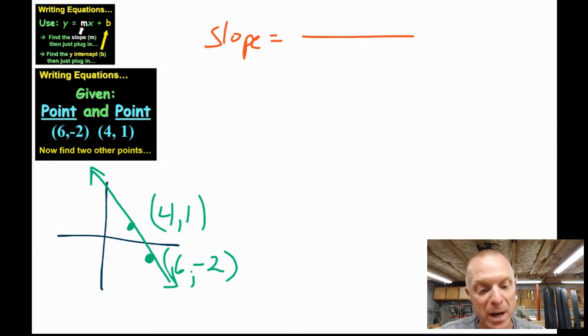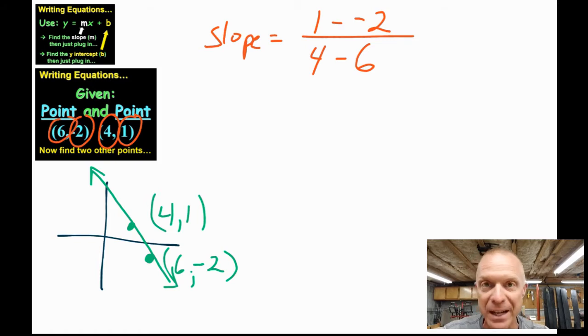I always like to subtract the second y value minus the first y value. That's going to be 1 minus -2. And then I'll subtract the x values. So again, the second x value, 4, minus the first x value, which is 6. All right, so careful with the math, but we get 3 over -2, otherwise known as -3/2.